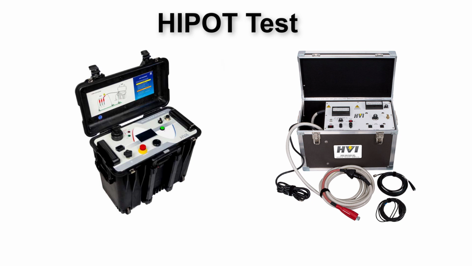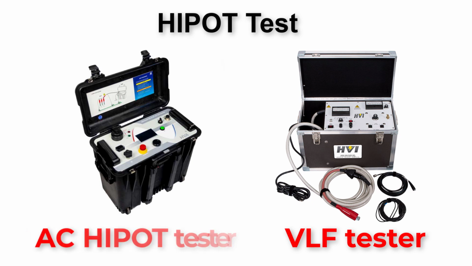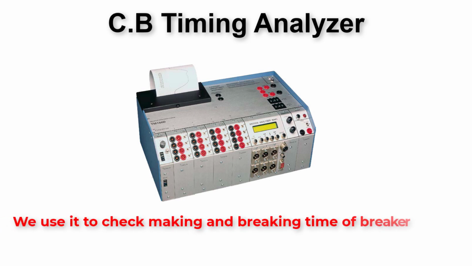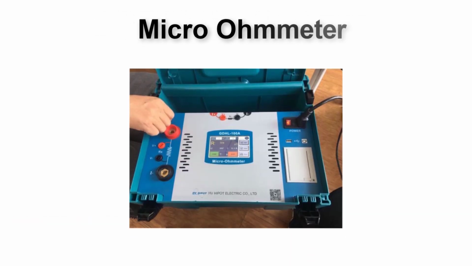We apply a high pot test on medium voltage motors and transformers using a VLF, or very low frequency, device and an AC high pot testing device. For medium voltage circuit breakers, we use a circuit breaker timing analyzer to check the operating time, the closing time, and the opening time. Also, we use a micro ohm meter device that injects high current to check the resistance value in micro ohms in the circuit breaker.